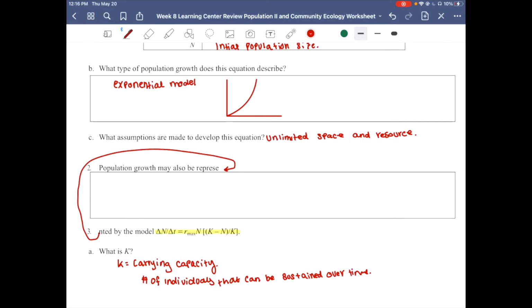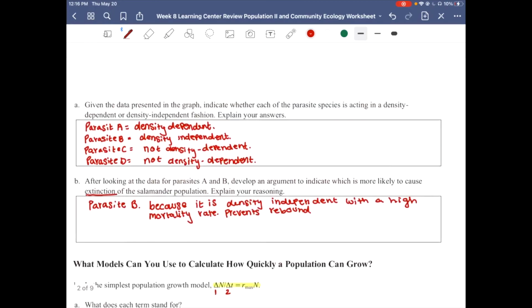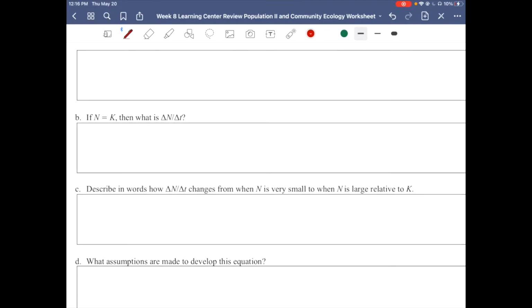Okay, and then now we're going to look at what does a small n mean and what does a big N mean? So we're just going to go through different variables. Here they're asking what happens if n equals k. So in the equation, when n equals k, that means the change in number, or change in time, is equal to 0. So it's essentially saying that there is no change in the population. The population is stable. The rate of people coming into the population is equal to the rate of the individuals leaving the population.